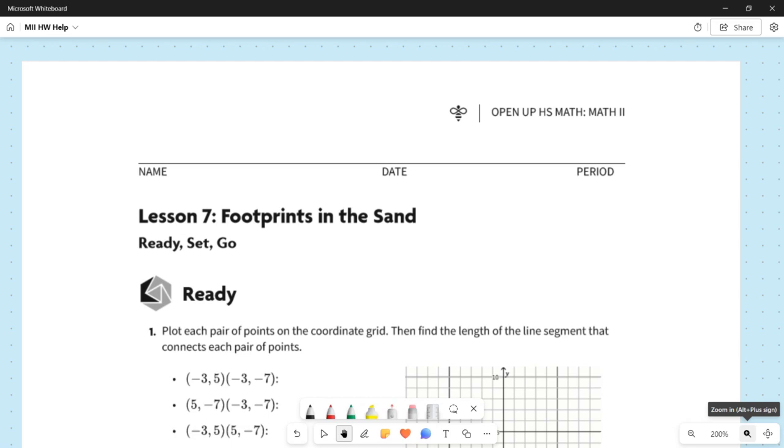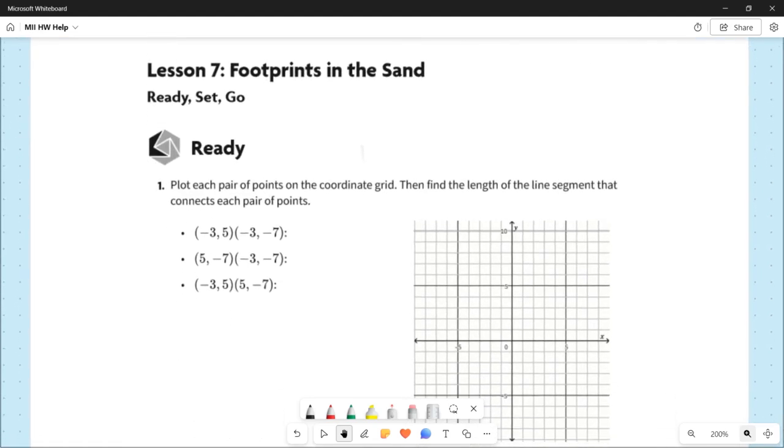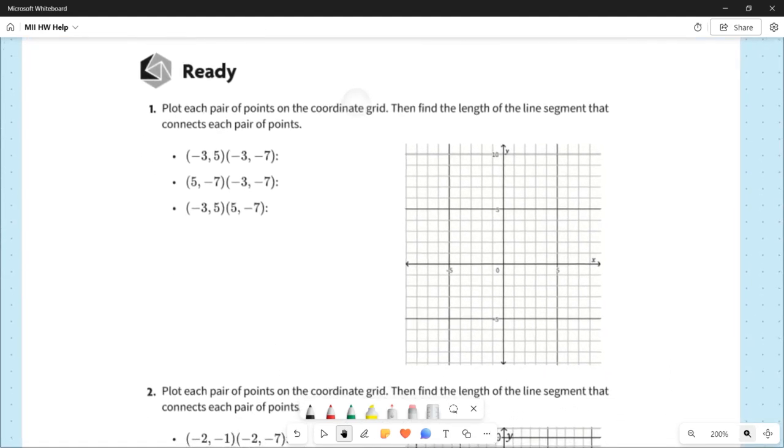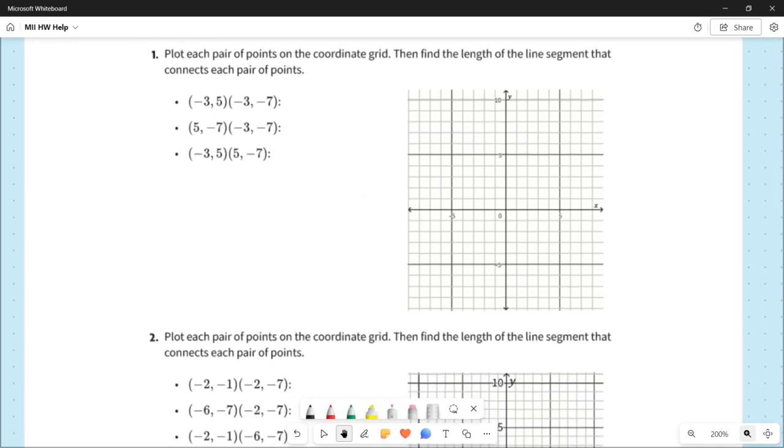This time we're going to be looking at Unit 8, Circles, Angles, and Shapes, Lesson 7, Footprints in the Sand. Starting with the Ready section, question number 1 says, plot each pair of points on the coordinate grid, then find the length of the line segment that connects each pair of points. All right.